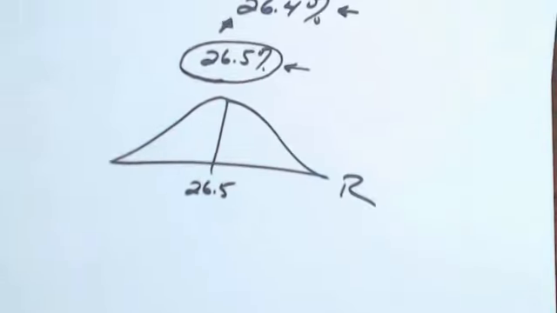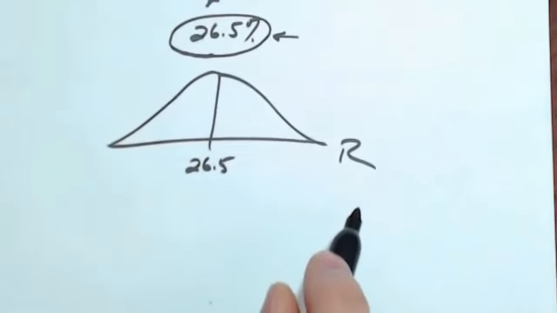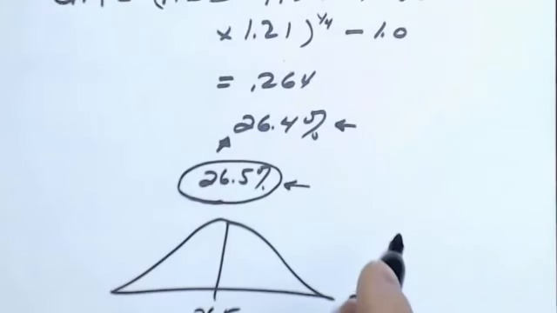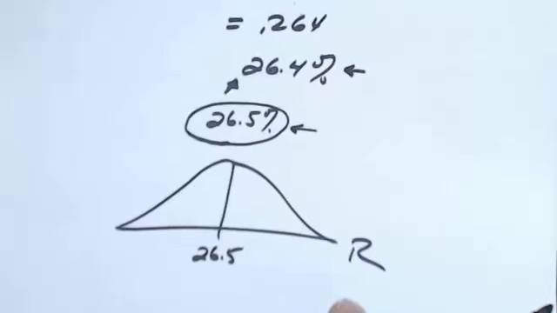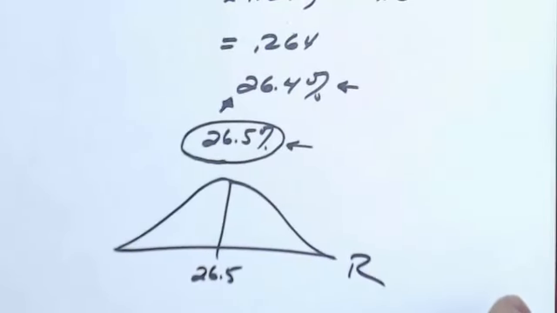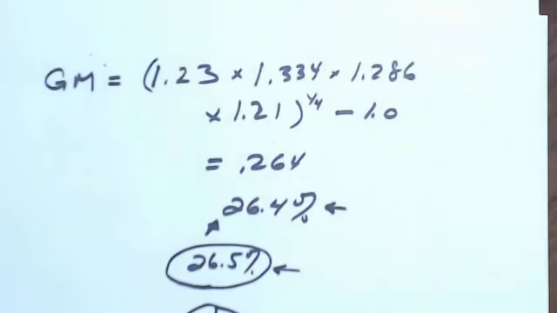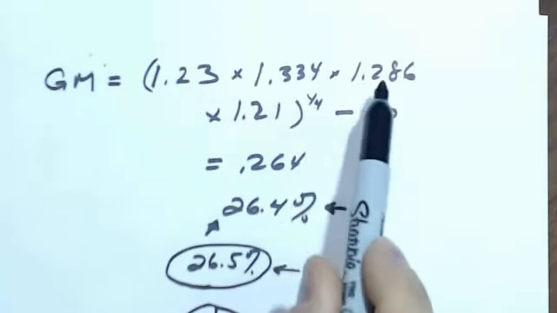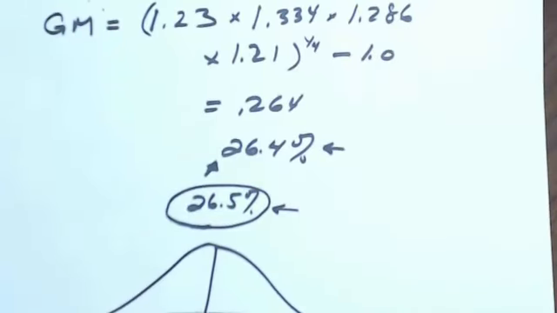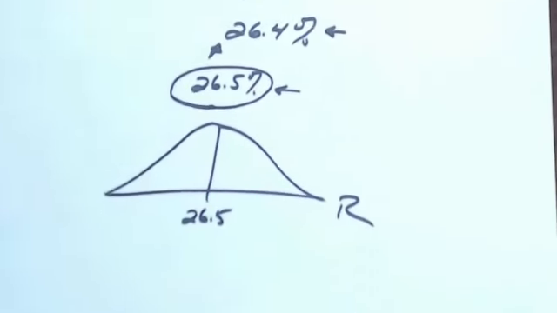Now, let me ask you this. Given the information I just presented, what if I was to invest $10 at the beginning of year 1 and hold it through year 4? How much money would I have for large company stocks? So I invest $10 in large company stocks. I earn 23%, 33%, and so on. How much money would I have at the end of year 4 using this data?